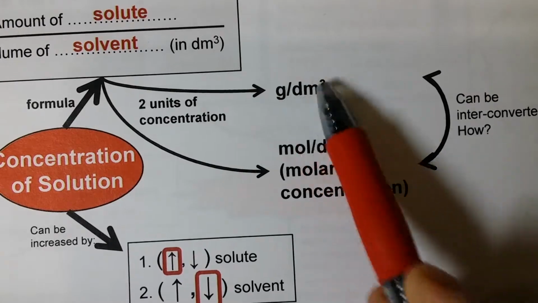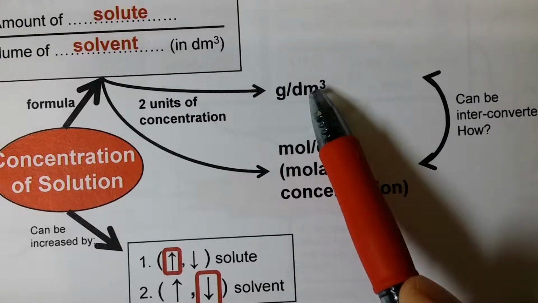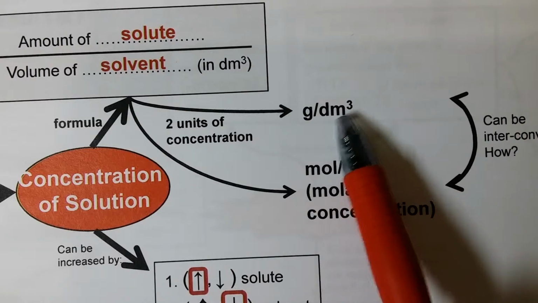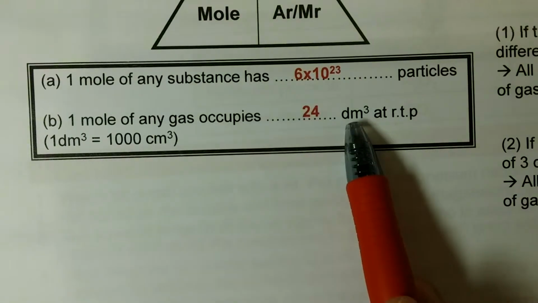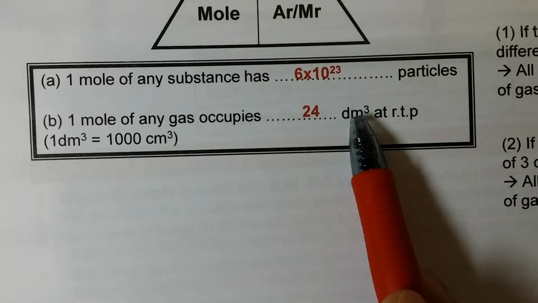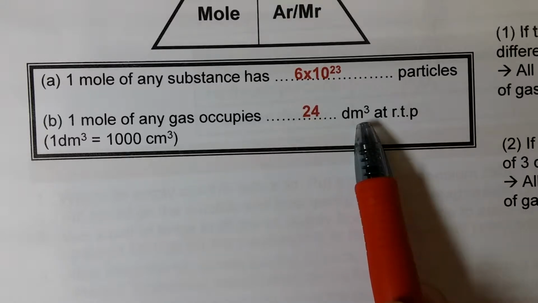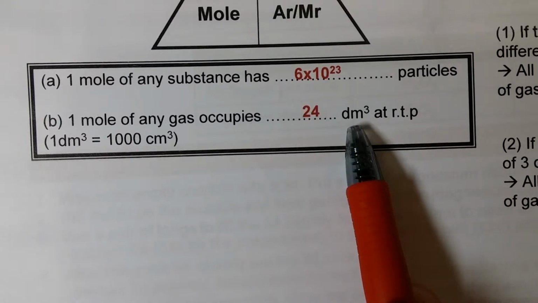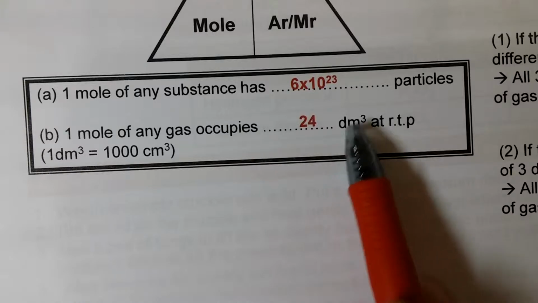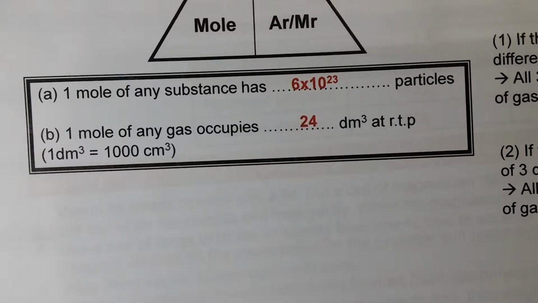Now, one thing to take note, this dm cube is the volume of the solvent, which in most cases is the liquid. This dm cube is different from this one. This dm cube is the volume of a gas. Okay, so do not mix up. This 24 dm cube, you can only use it for volume of gas. This is the volume of gas, not volume of liquid. So do not mix up between these two.